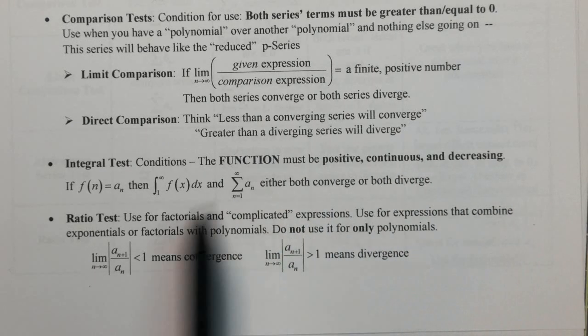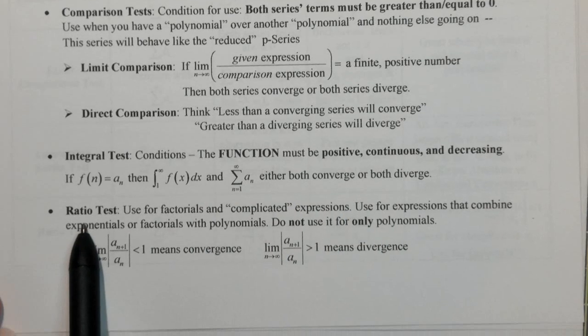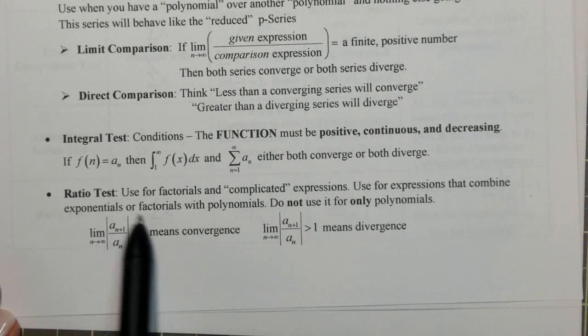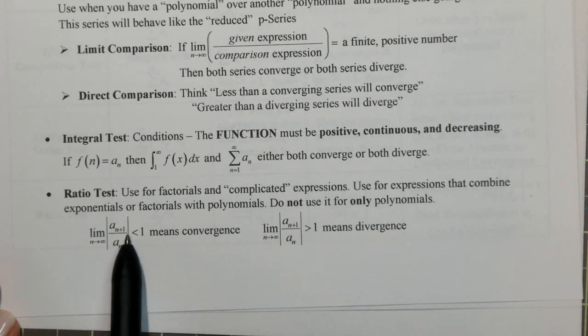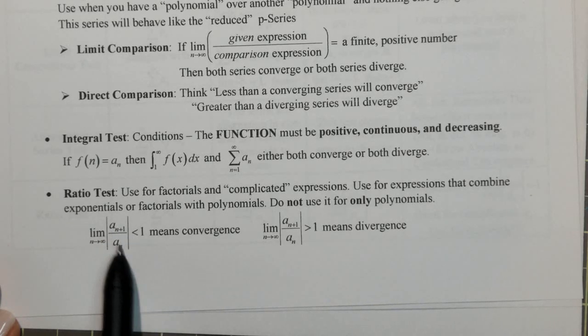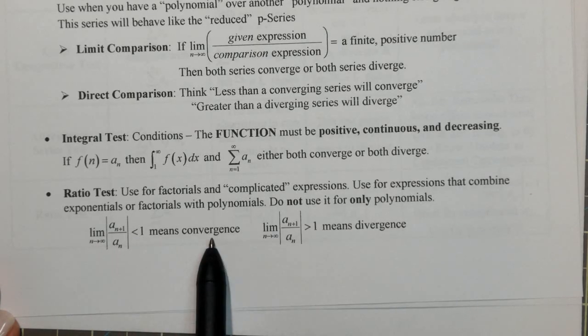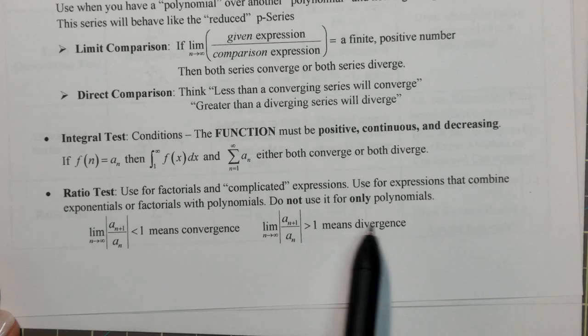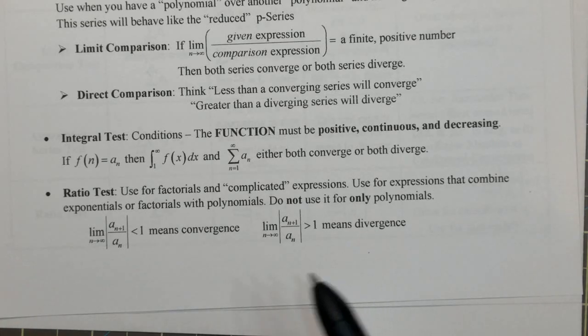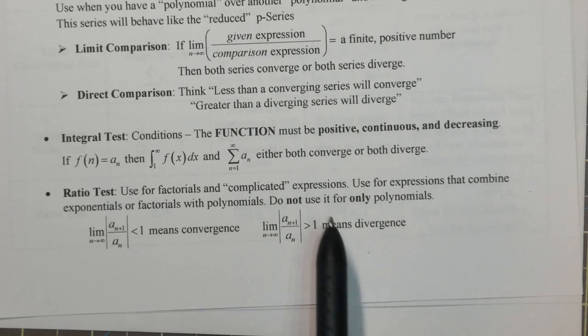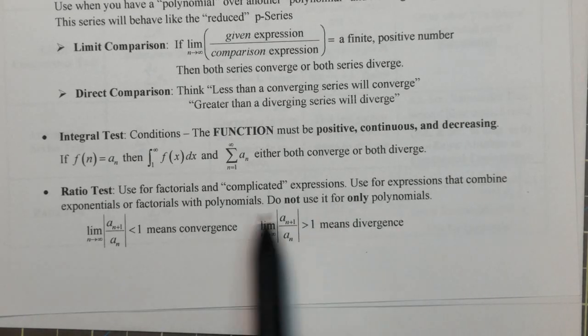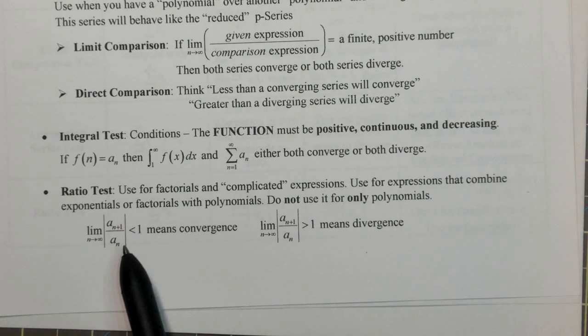The ratio test. We've done this quite a bit. Set up the ratio test, the n plus 1 term over the nth term in a limit. If that is less than 1, it converges. Greater than 1, diverges. Equal to 1, can't use it. We have to use a different test if that limit is equal to 1. Do not use this if you have only polynomials, because that's when you'll get an equal to 1.